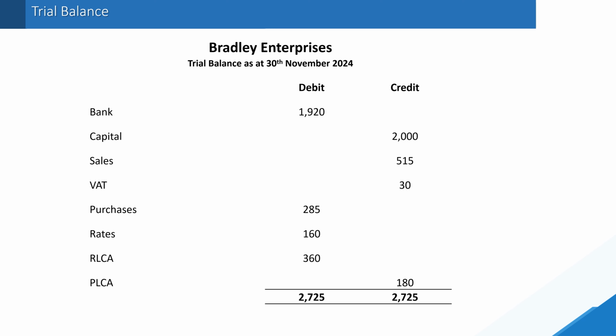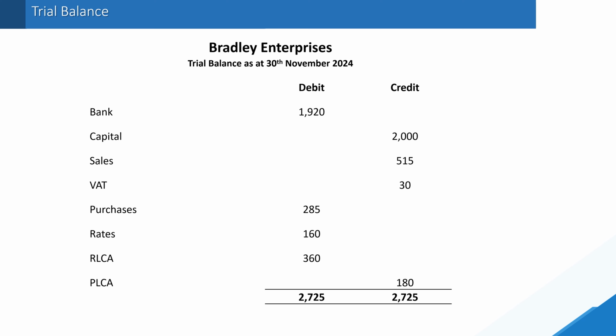The VAT balance is a credit balance indicating at this point we owe HMRC. We have a liability. Purchase figures are £285, indicating this is the value that we've purchased goods for that we intend to sell on at a profit. We've incurred an expense during the period. We've paid rates of £160.